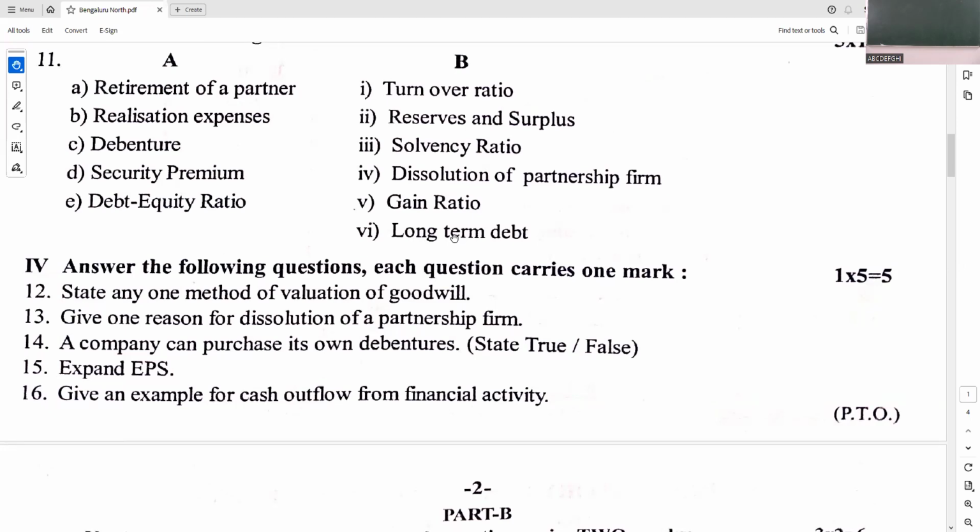Then give an example for cash outflow from financing activity. Financing activity, cash outflow. See, when you raise finance through financing activities, you pay dividend, you pay interest. These are examples of cash outflow. Next.